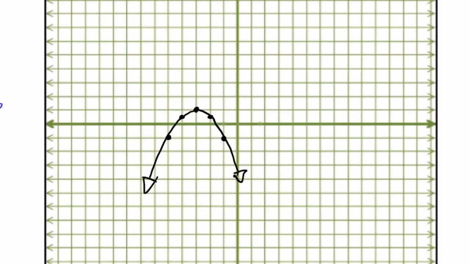And again, because this was a negative leading coefficient, this has a maximum value of 1 when x equals negative 3, which both of those values, the 1 and the negative 3, are really just from the vertex, right? The vertex is negative 3, 1. And we're done.